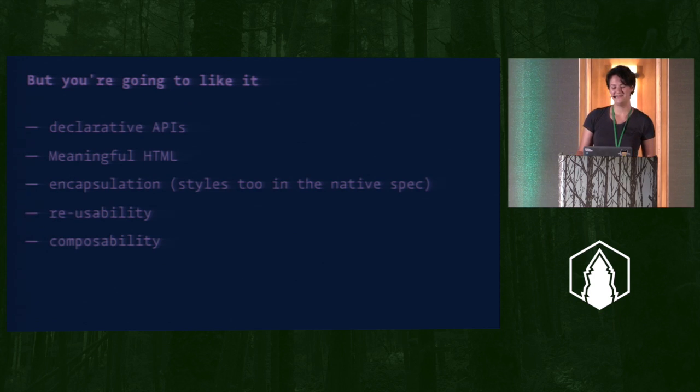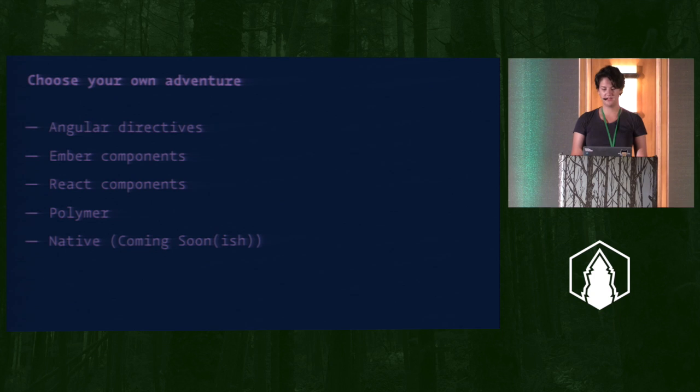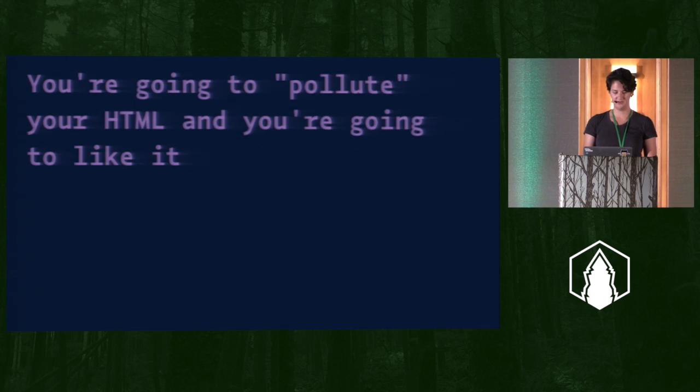But I think you're going to like it because declarative APIs are nice. Meaningful HTML is nice. You get encapsulation, because scope is always a big problem in front end, and even style encapsulation with the native spec. You get reusability and composability, which are also big wins. And you can choose your own adventure here. You can use components in your favorite framework. You can try it out with Polymer. You can wait and use the native spec eventually. So I think you're going to pollute your HTML with JavaScript, and I think you're going to like it.